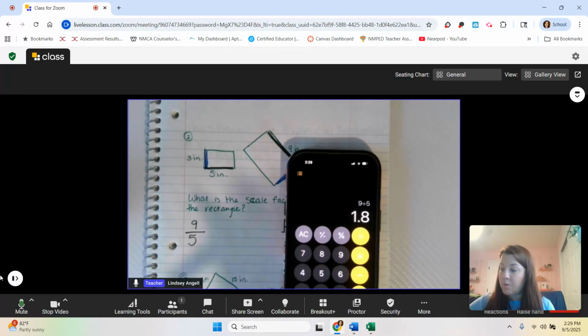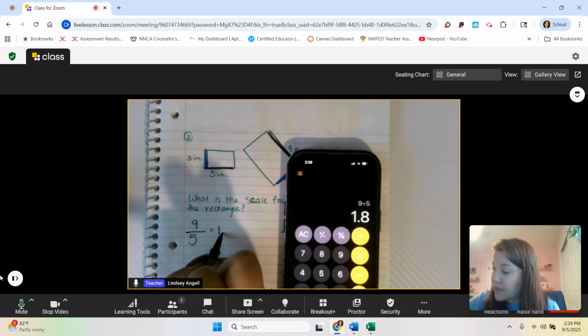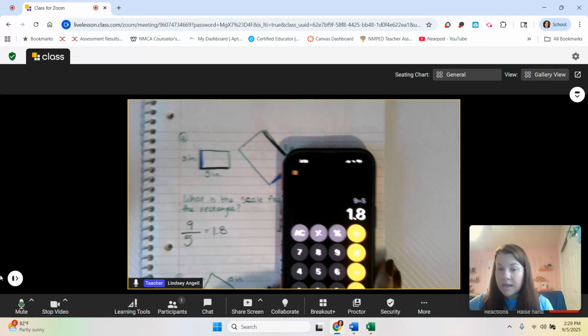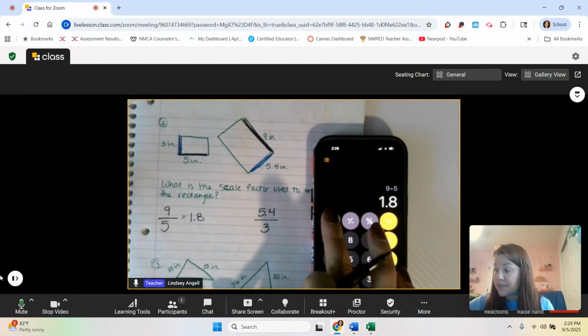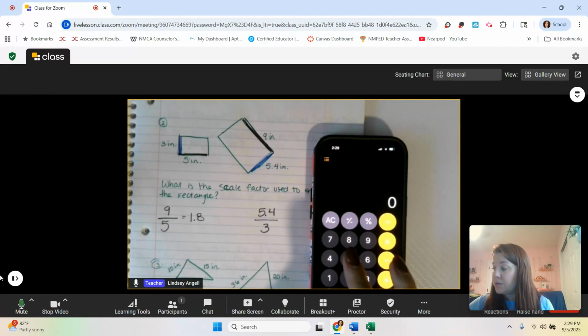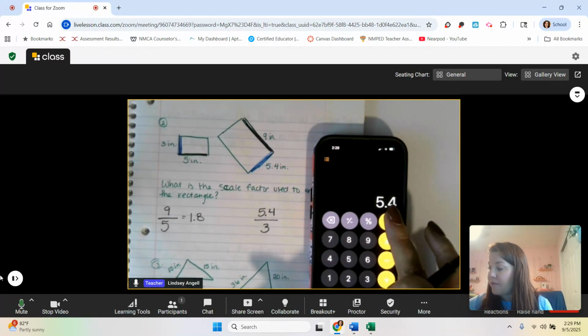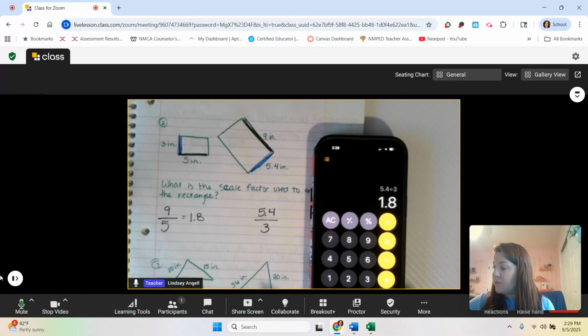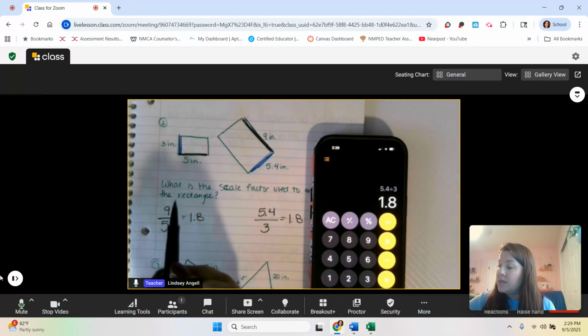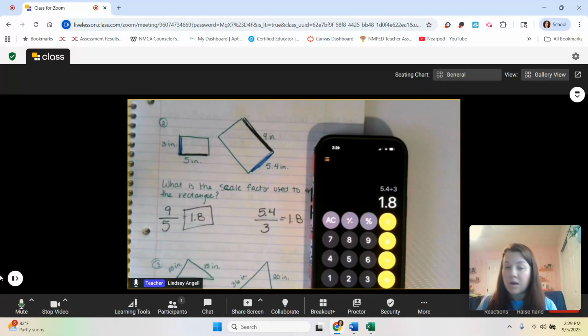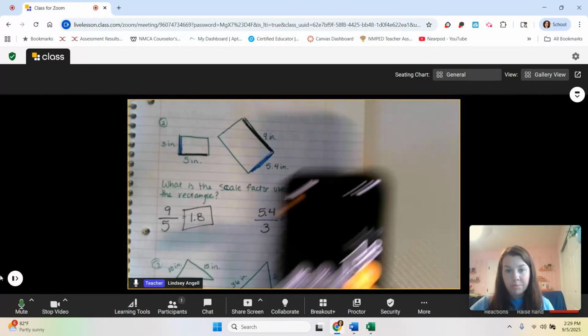And that gives me 1.8. Okay, so my scale factor is 1.8. Now, if these two shapes are proportional, I should get the exact same scale factor with the other sides. I should be able to do it with both. So I would have 5.4 divided by 3. Oh, there it is. It gives me 1.8 also. So that is our scale factor, 1.8.